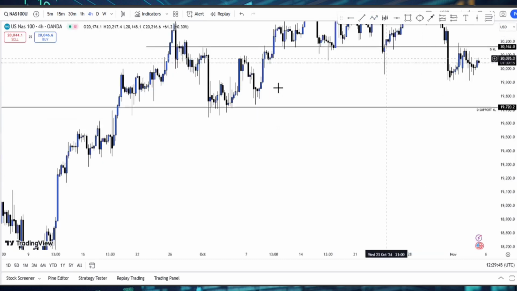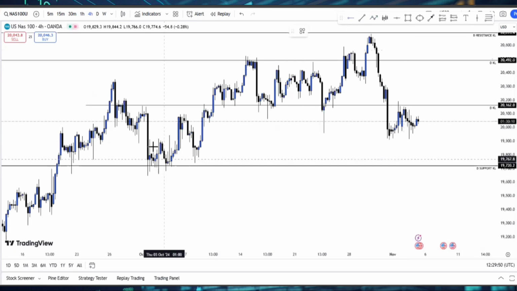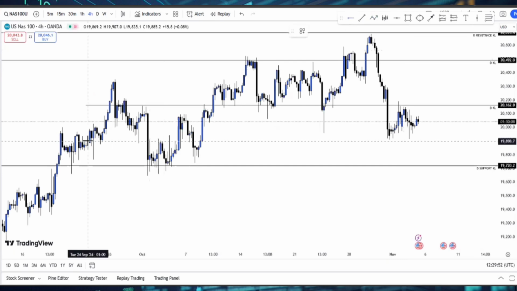Guys, I just want you to know that not all supports are valid supports, and not all resistances are valid resistances. Some of them are not valid. Do you understand? Not all the support and resistance key levels are valid, all right?